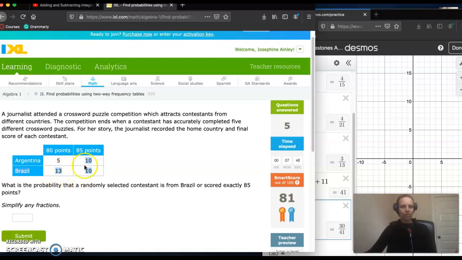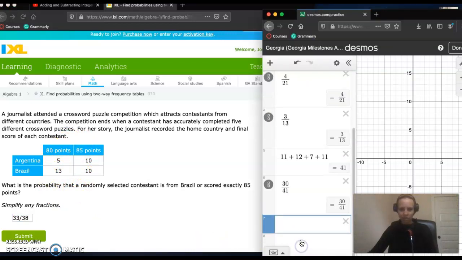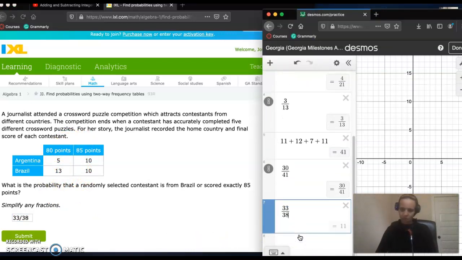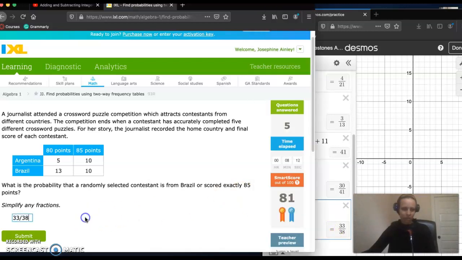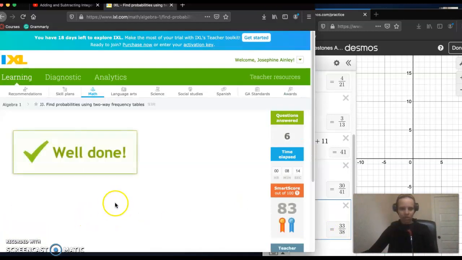So 13 plus 20 is 33 over the whole thing, which is adding the 5. So 10, 20, 33. 33 divided by 38. So 38 is the total: 5 plus 10 plus 10 plus 13. Again, come type it into Desmos. 33 divided by 38. Hit the fraction thing. That's as simplified as possible. So that's all you need.